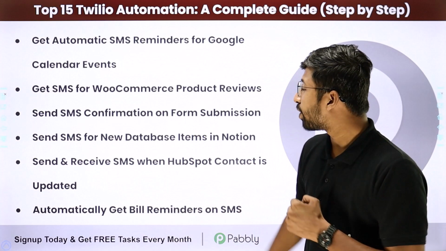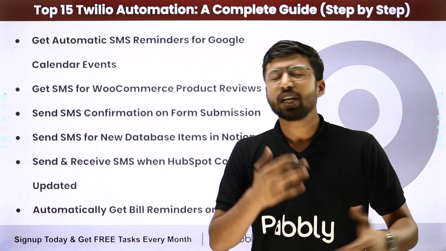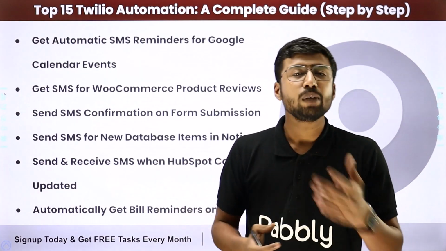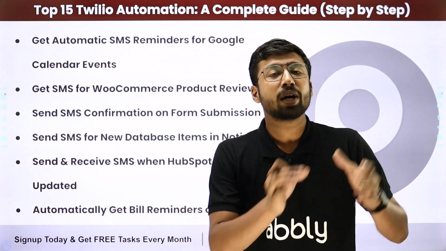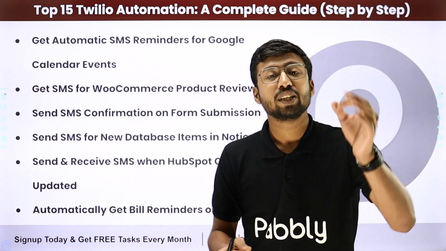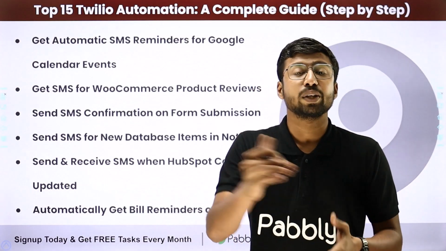The last one which we are going to discuss is automatically getting bill reminders on SMS. Let's say on a monthly basis, there are a lot of bills to pay. And on a regular basis, you just keep on forgetting the upcoming bill dates. So using this automation, you just have to enter the details of your bills, the amounts and the upcoming reminder dates in your Google Sheet and you will get automated reminders a few days before the bill due date.